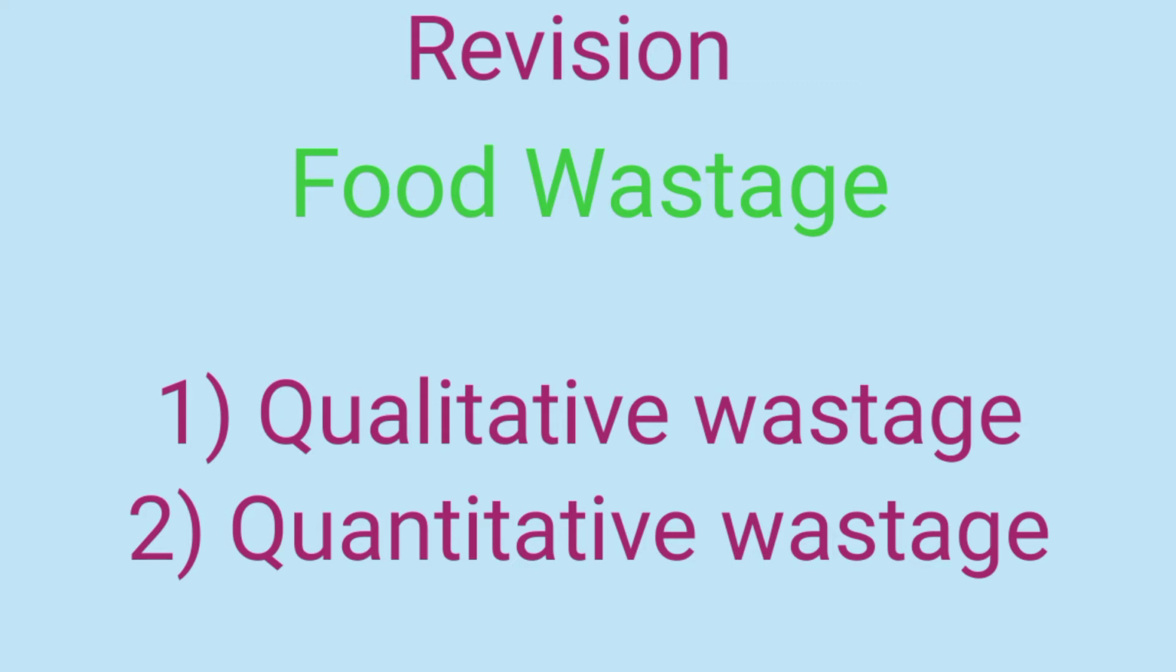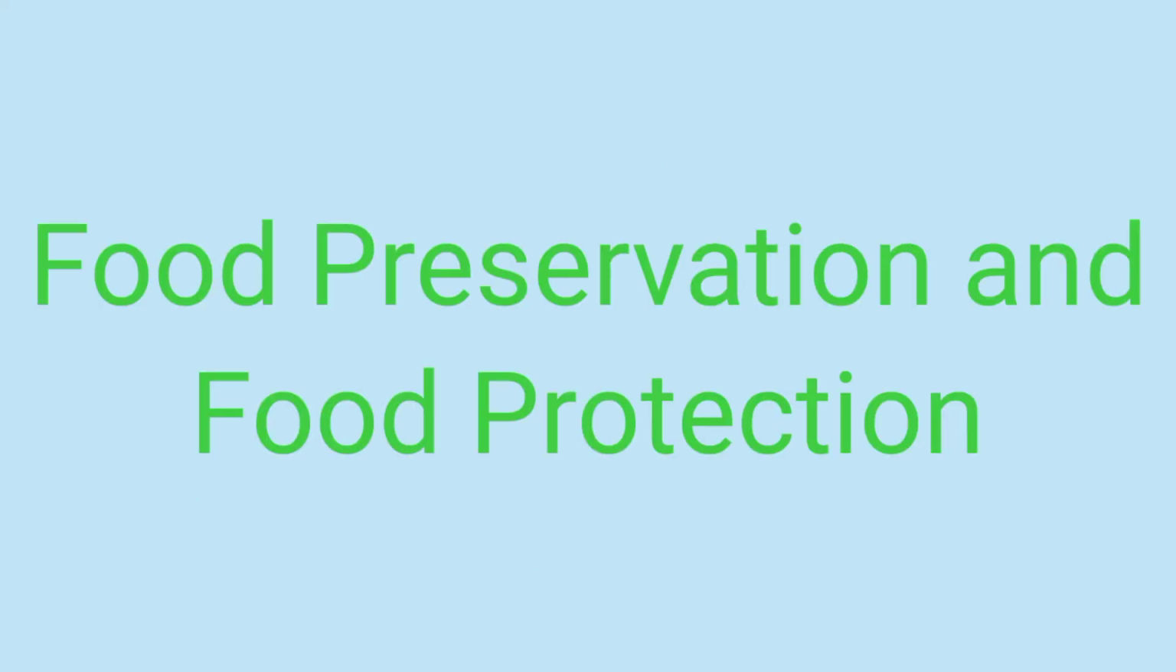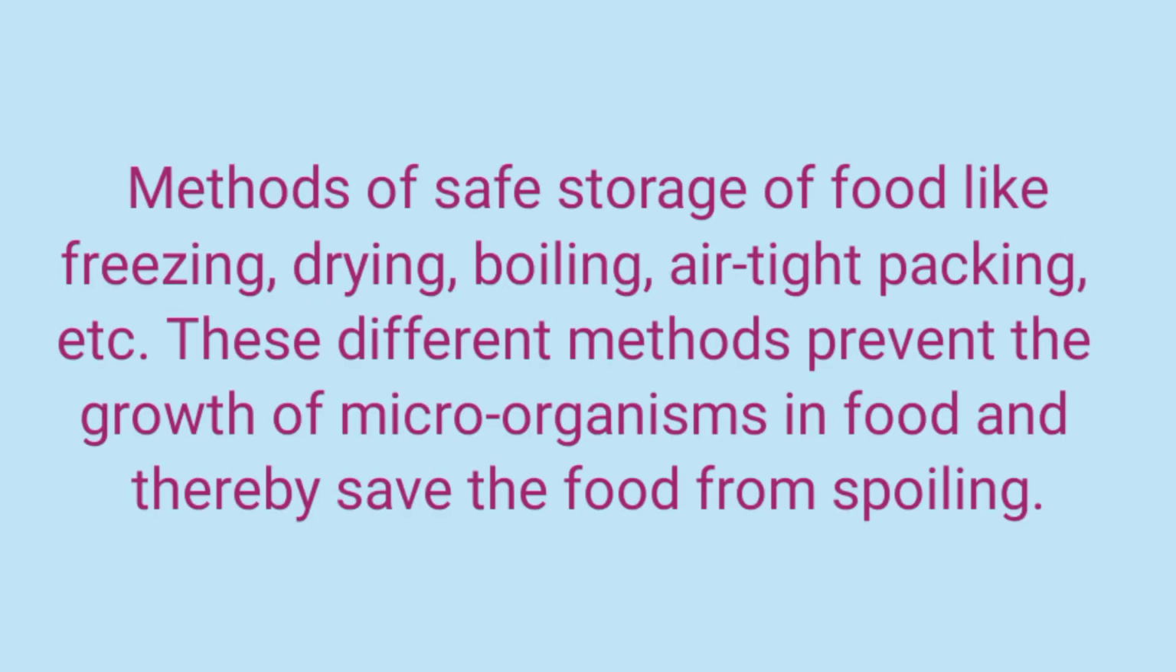Now we are going to start the next point, that is food preservation and food protection. These are very important for food safety. Means we have to preserve the food and we have to protect the food also. Preserve म्हणजे आपण त्याला योग्य प्रकारे साठवणूक वगैरे सुद्धा करायची आहे, and at the same time we have to protect the food from getting damaged.